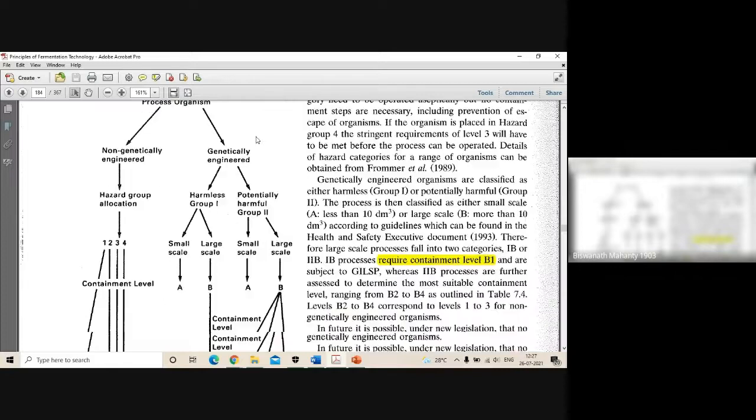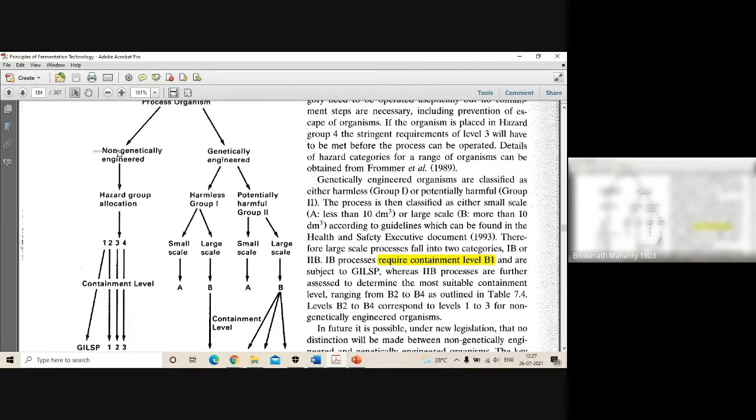So now, classifying whether non-genetically or genetically engineered. Then they are asking about hazard allocation, whether it is harmless or potentially harmful, meaning it is causing a problem or no problem. And then the second scale is small scale or large scale. So based on that, they are classifying. If it is small scale, they put the letter A. Large scale, they put the letter B.